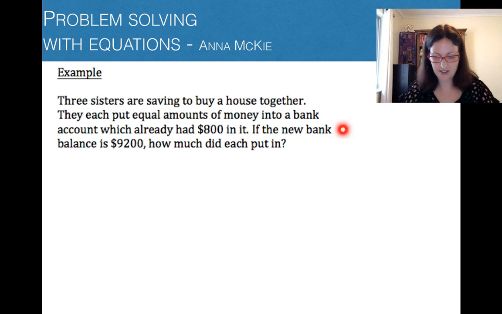Let's read our first one here. Three sisters are saving to buy a house together. They each put equal amounts of money into a bank account, which already had $800 in it. If the new bank balance is $9,200, how much did they each put in?